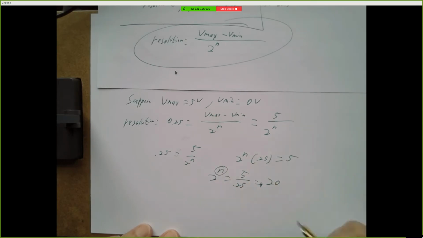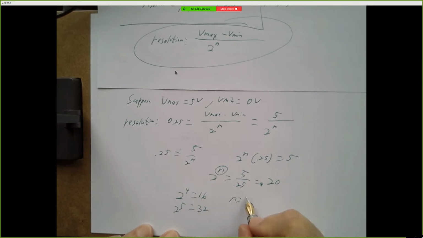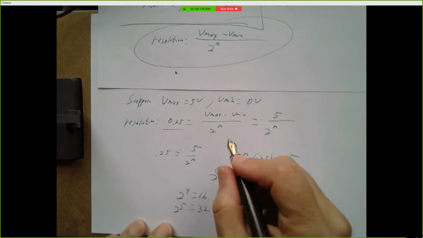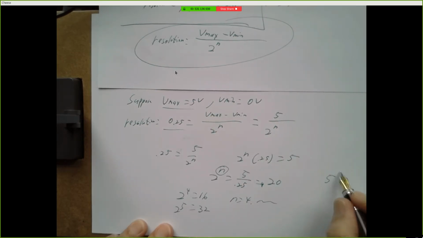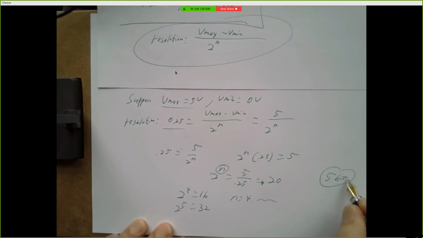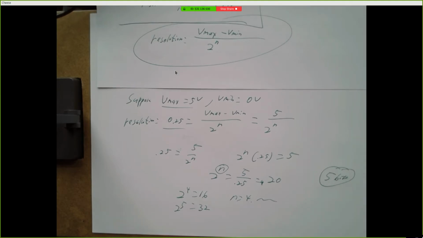So what value of n makes 2 to the n equal to 20? Well, 2 to the 4th is 16. 2 to the 5th is 32. So n is 4 point something. It's bigger than 4. So if we want an A to D converter that has this resolution for this voltage range, we need at least 5 bits. Does that make sense?